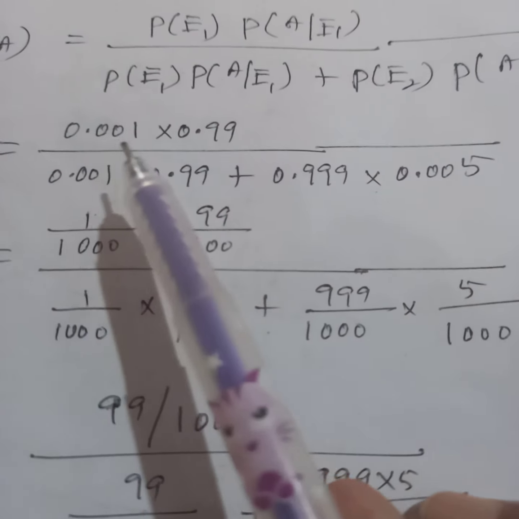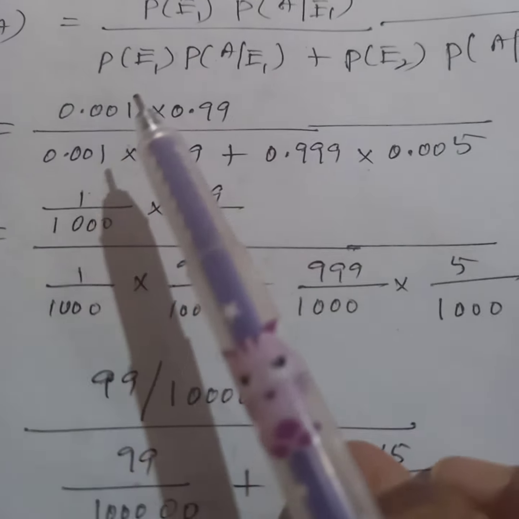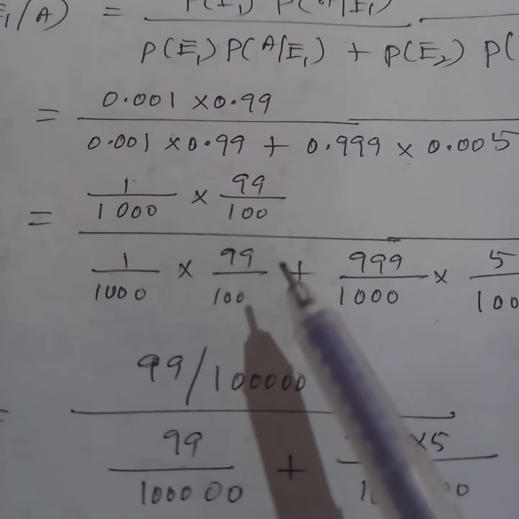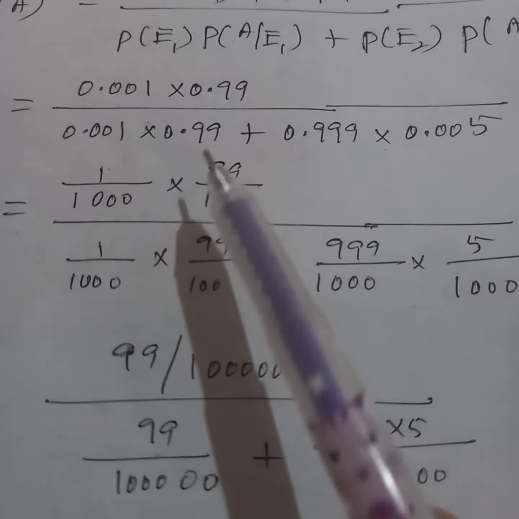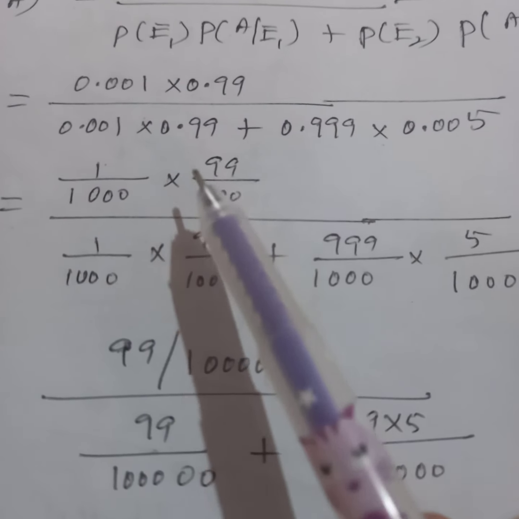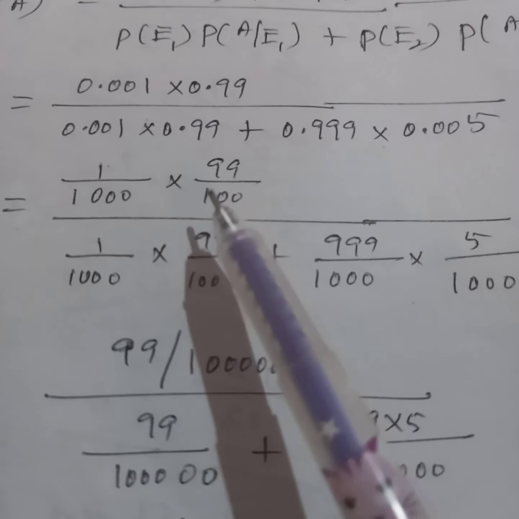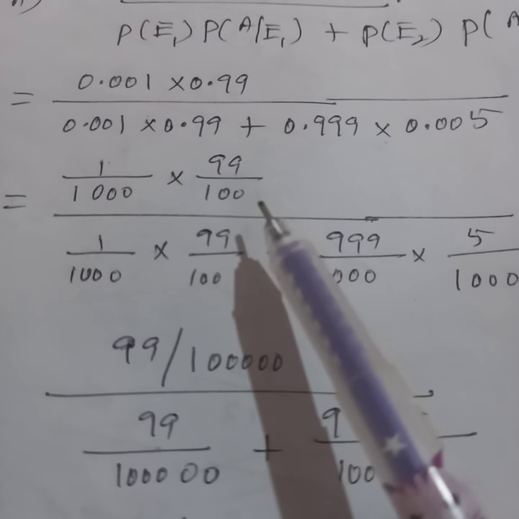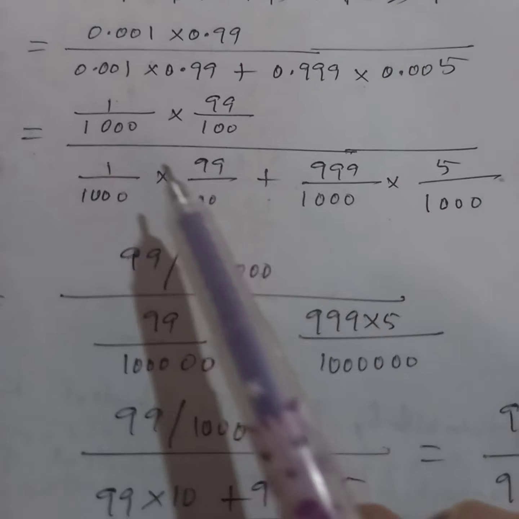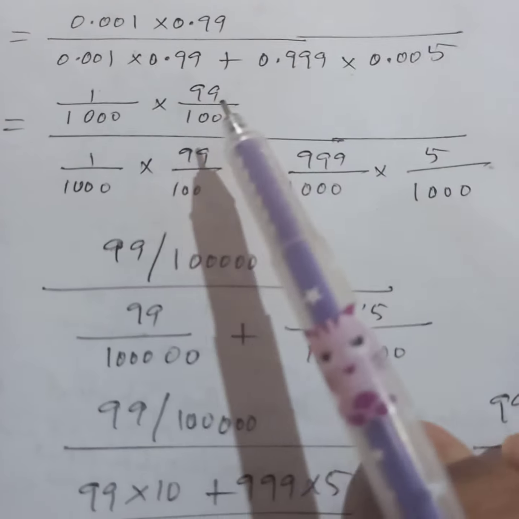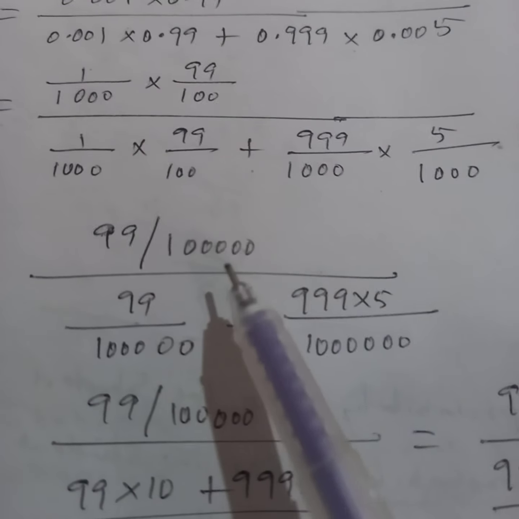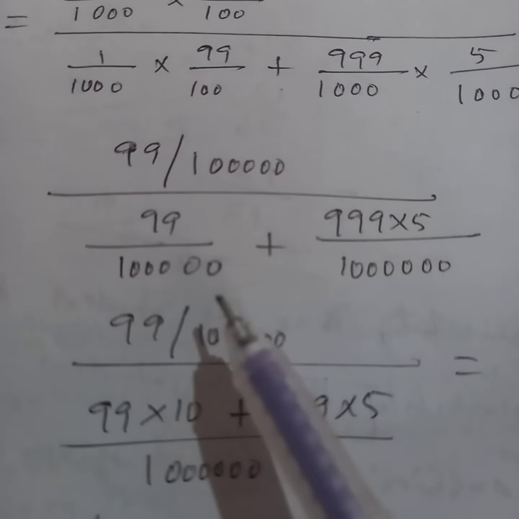Okay. And this we change into fraction form. 1 by 1000, 99 by 100, and this again 1 by 1000, 99 by 100. See, 0.99 is 99 by 100, because for 1 we write 1, for the decimal point we write 1, and for these two digits we write 00. So that way we have changed all the decimals into fractions. So if you multiply, what happens? 1 into 99, 99, and 1000 into 100, how much? 10,000. And again here 99 by 10,000 plus.